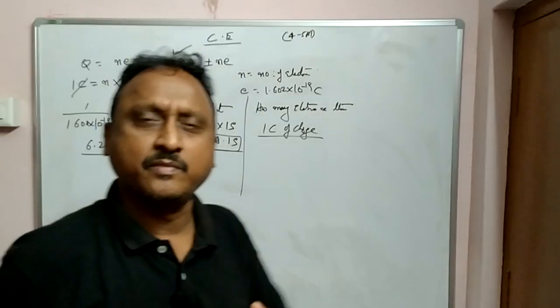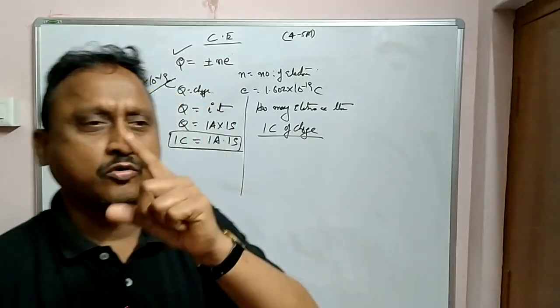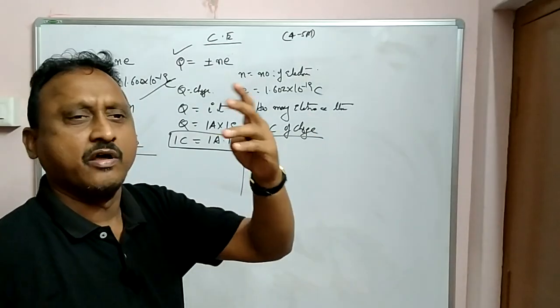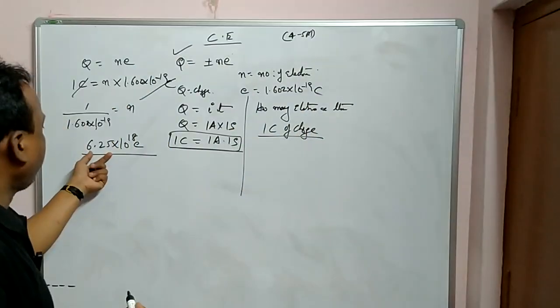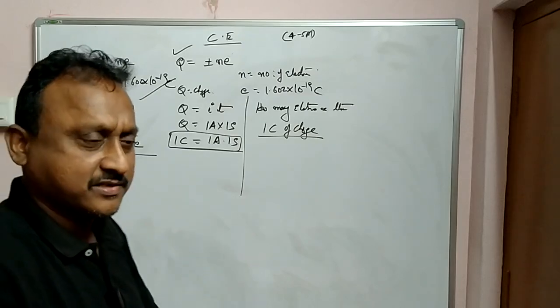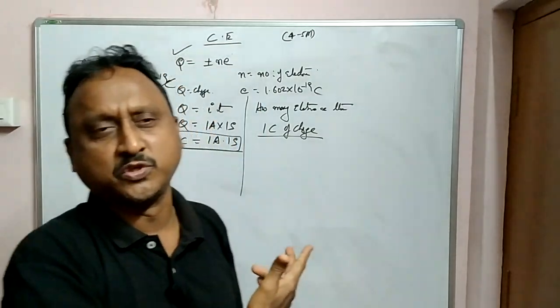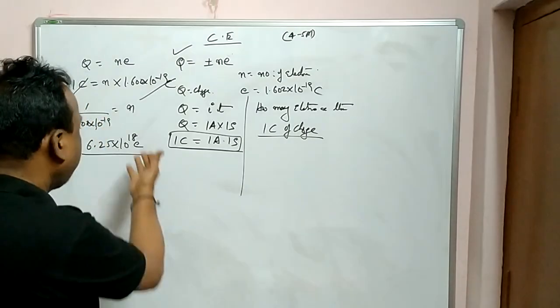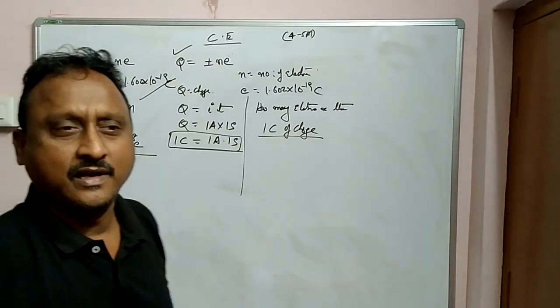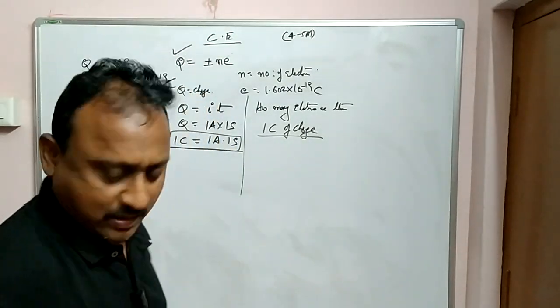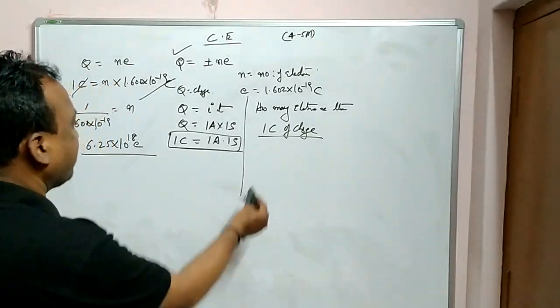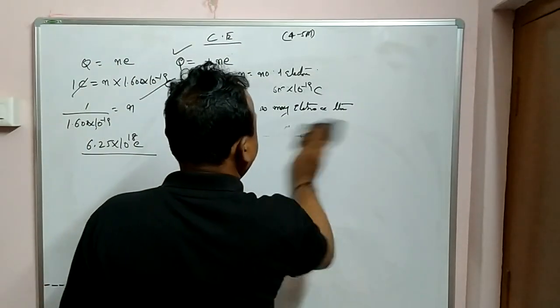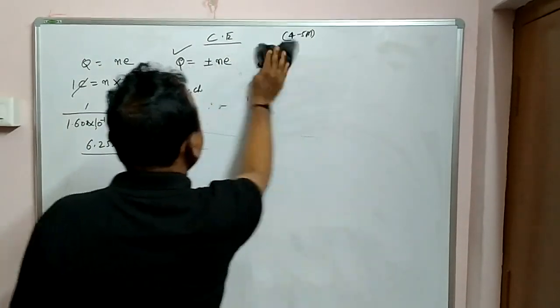So you can remember this in your mind. If they ask how many electrons are in one coulomb of charge, it is 6.25 into 10 power 18 electrons. Similarly for 2 coulombs, multiply with 2. And for 1/4 coulomb, divide with 4. Like that you can calculate the number of electrons in the examination. Clear? So let us go still further.